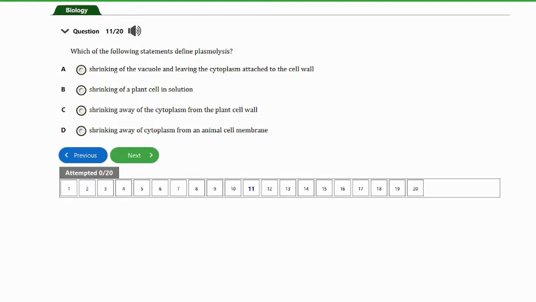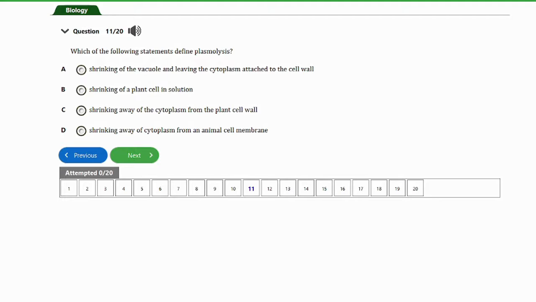Question number 11. It says, which of the following statements define plasmolysis? A, shrinking of the vacuole and leaving the cytoplasm attached to the cell wall. B, shrinking of a plant cell in solution. C, shrinking away of the cytoplasm from the cell wall. D, shrinking away of the cytoplasm from an animal cell membrane. So guys, the correct answer to this question is option C. That's shrinking away of the cytoplasm from the cell wall.